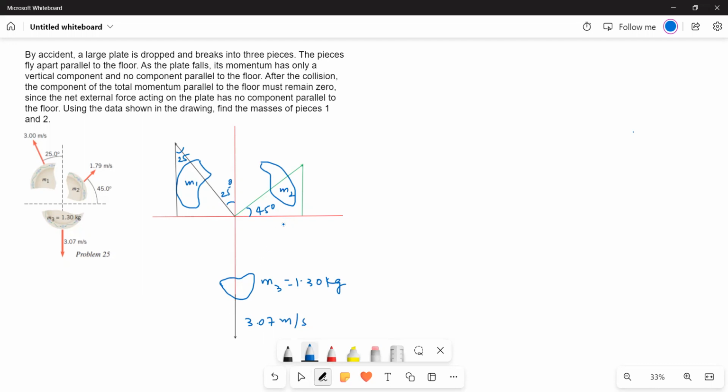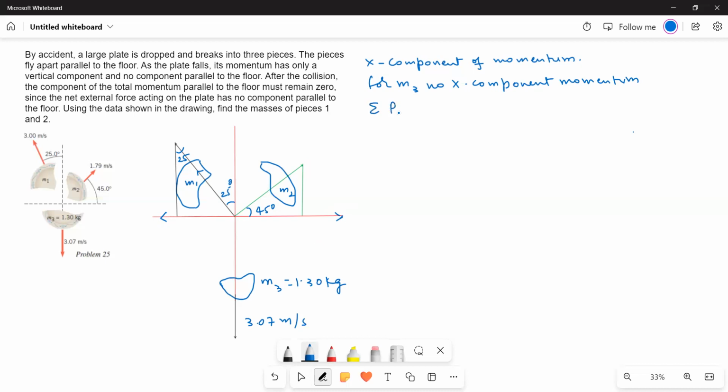So now we will write the components of the momentum along the x direction and y direction. Let us write the x component of the momentum. Now, what is the x component of momentum for M3? Zero. No x component of momentum. So we are left with only M1 and M2. For M1, the direction is this one, so the x component will be in this direction. And for M2, the x component will be in this direction. Left side is the negative direction.